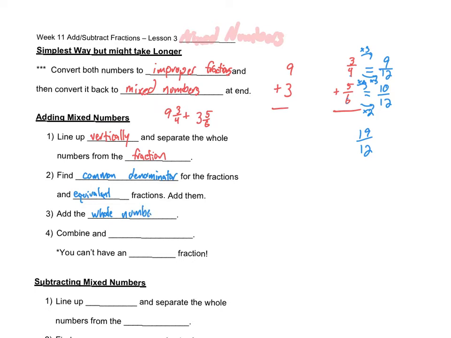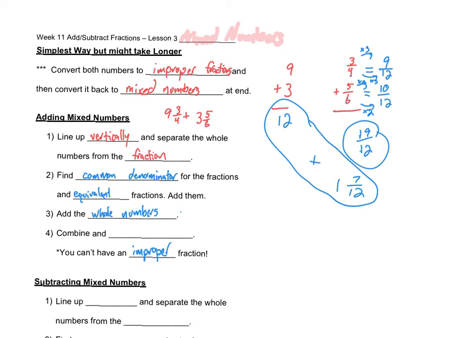The reason we do this last is because when you get to subtraction, it'll be important that you do it after, in case you have to borrow. So now my answer is 12 and 19 twelfths. Well, 19 twelfths is an improper fraction, and we can't have an improper fraction over here. 12 goes into 19 one time with a remainder of 7, so it's 1 and 7 twelfths. So 12 plus 1 and 7 twelfths is 13 and 7 twelfths. Then we combine and simplify. 7 twelfths is already in simplest form.